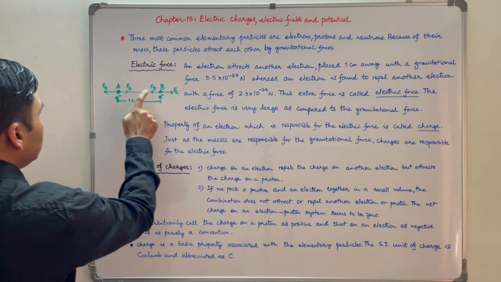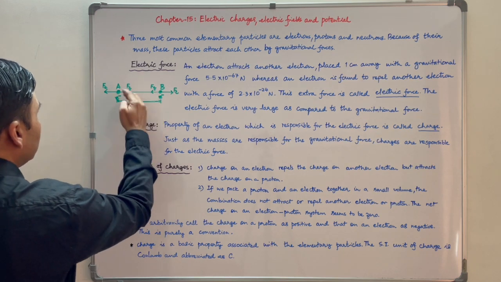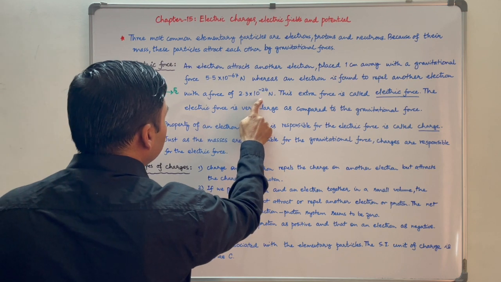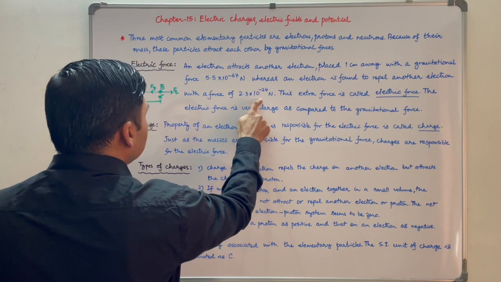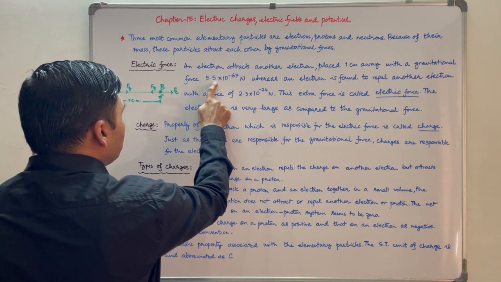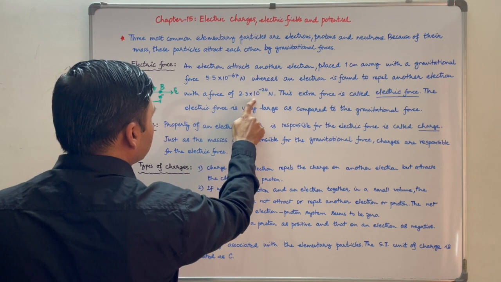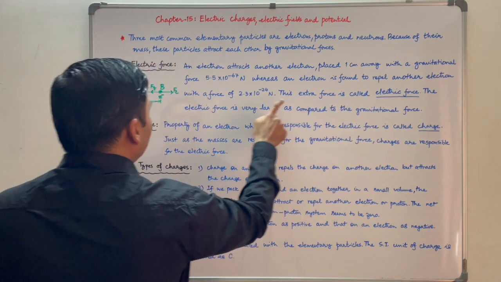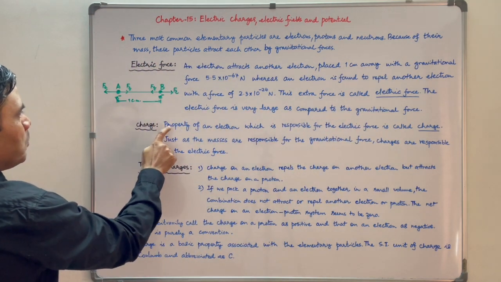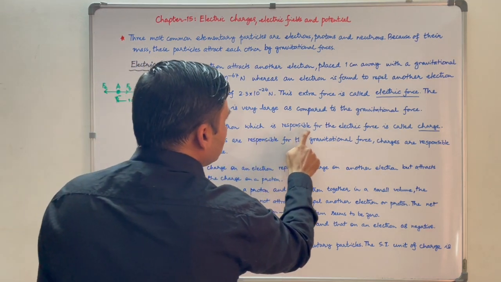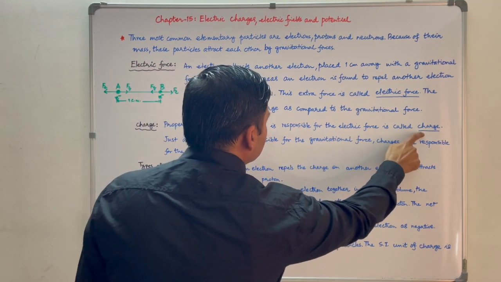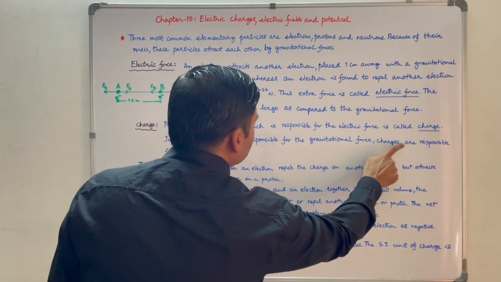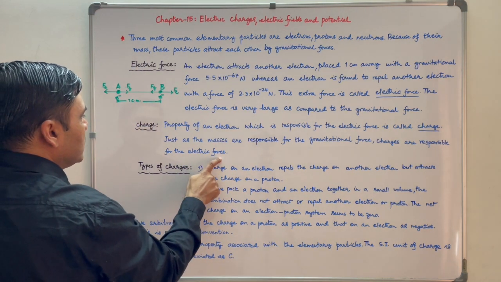Whereas experimentally it is found that these two electrons repel each other by a force of 2.3 into 10 to power minus 24 Newton. You can clearly see that force of attraction is much smaller than force of repulsion. This extra force is called as electric force. Now let us understand charge. Property of an electron which is responsible for the electric force is called charge. Just as the masses are responsible for the gravitational force, charges are responsible for the electric force.